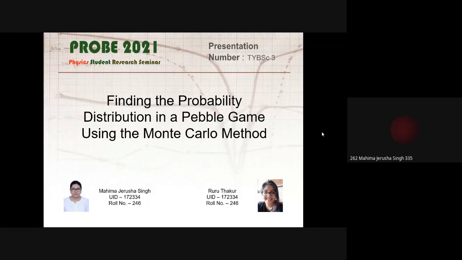Okay, so good afternoon, everyone. Our topic for today's presentation is finding the probability distribution of a pebble game using the Monte Carlo method. Now, first I'll briefly explain to you what this pebble game is about.